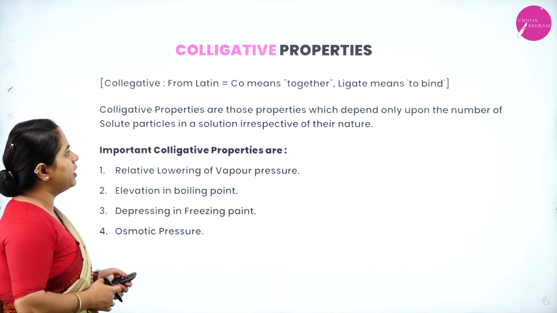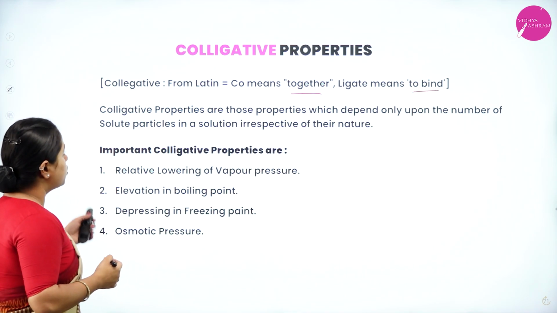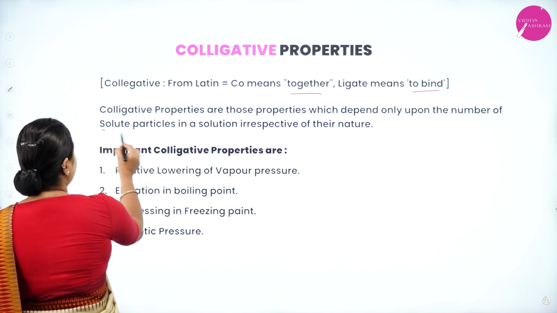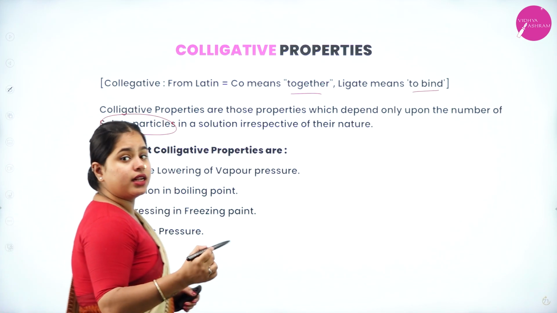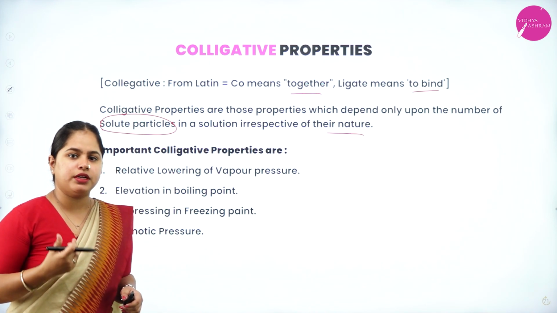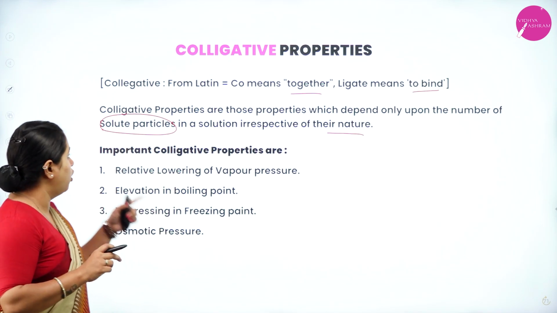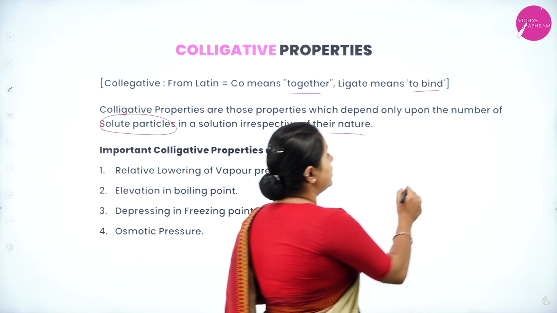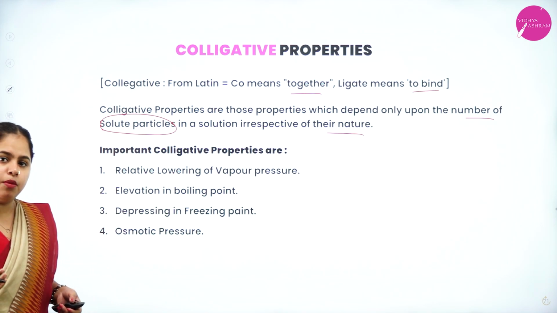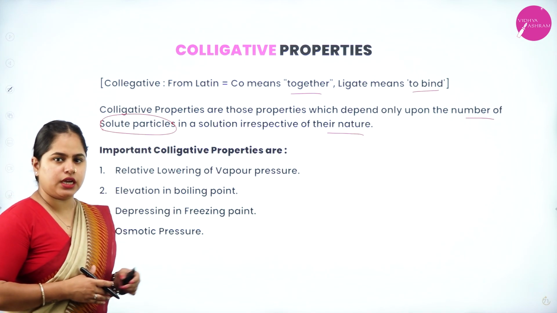So colligative, it is from a Latin word. Co means together and ligate means to bind, right? So colligative properties are those properties which depend only upon the number of solute particles in a solution irrespective of their nature. So it is very important to remember this definition. What are colligative properties? They are those properties of a solution which only depend upon the number of solute particles, and not on their nature, and not on the nature or number of solvent also.